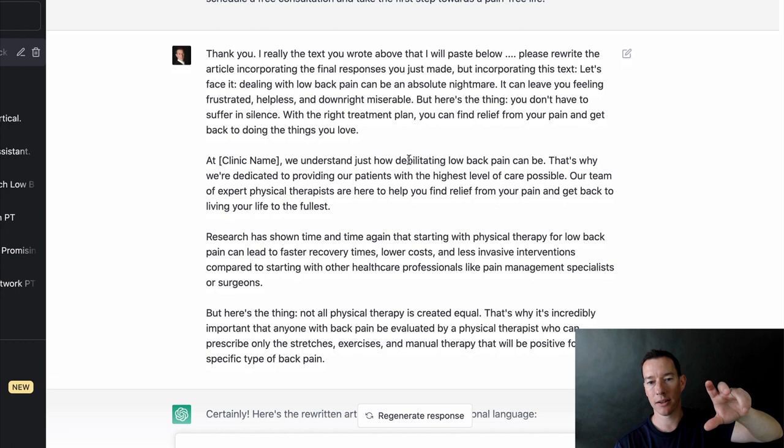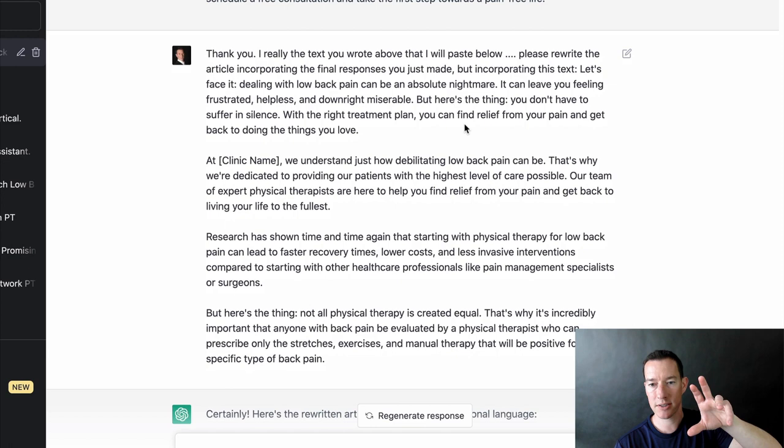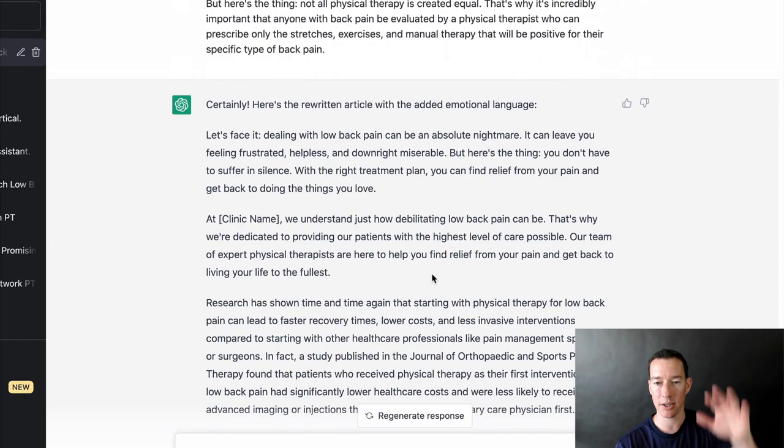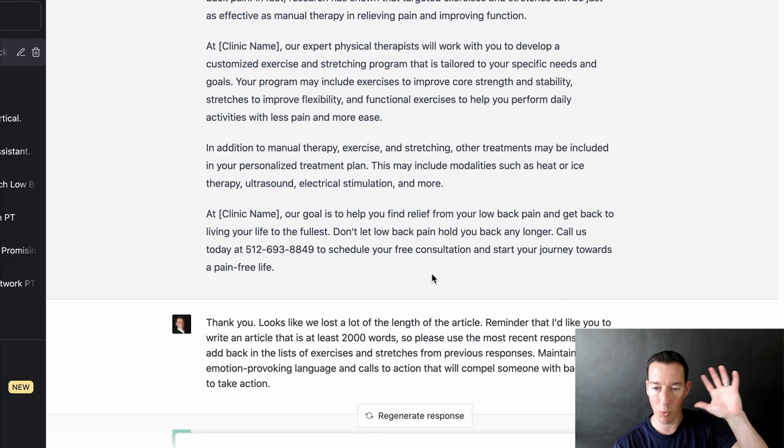And I said, you know what, let's keep what you wrote above, but let's also incorporate this segment that I'm going to paste below that I really did like. And so it popped it in there, and this is another example of it going back and losing the longer form list of exercises and stretches, which I'm going to change up a lot, but I wanted that in there so that I can put in the things that I would suggest, right?